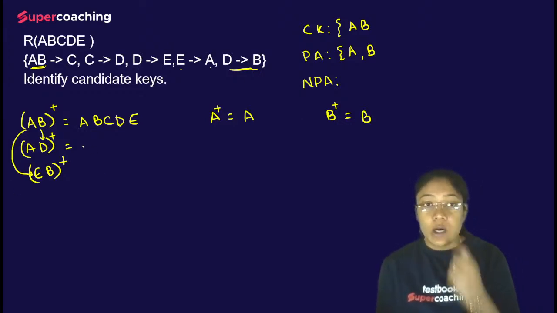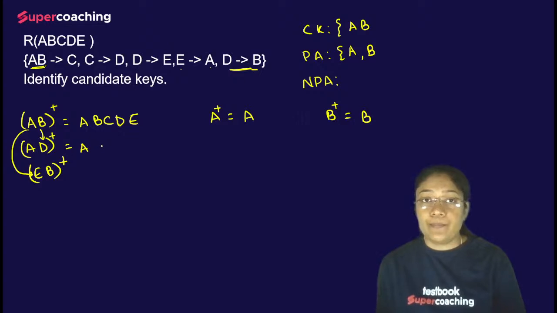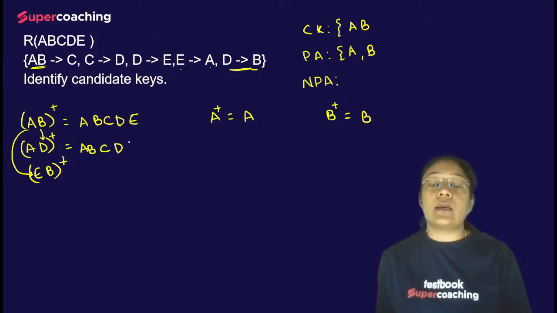So AD closure will be: A, D. D is determining B, AB is determining C, and C is determining D, D is determining E. Check for D closure.